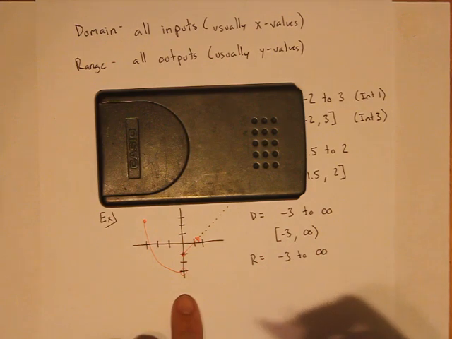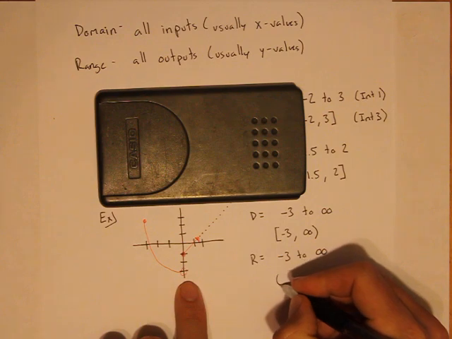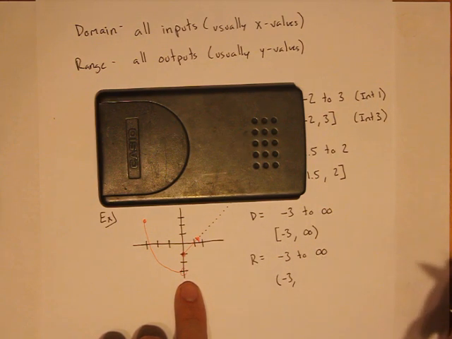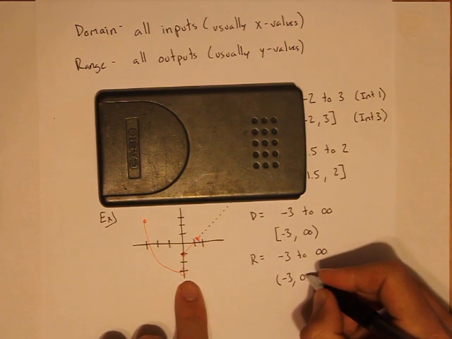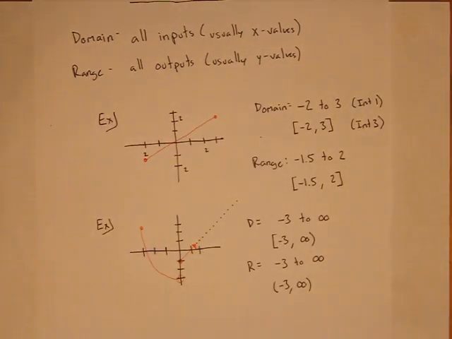Now, also be careful for my integrated 3 people. That's an open circle at the bottom, so that -3 would have a parentheses in this case. And like normal, infinity always gets a parentheses as well.